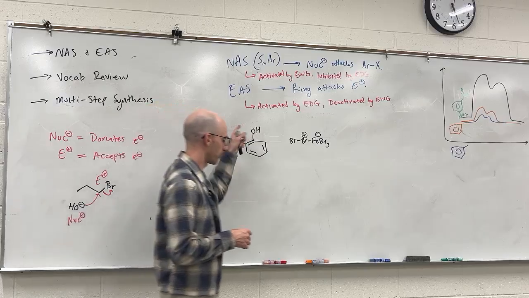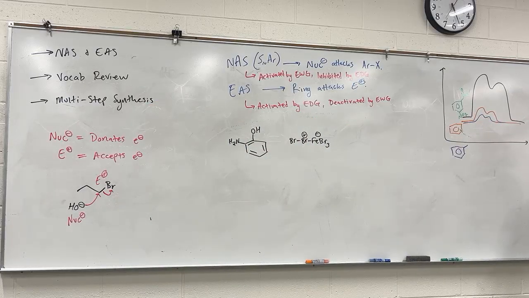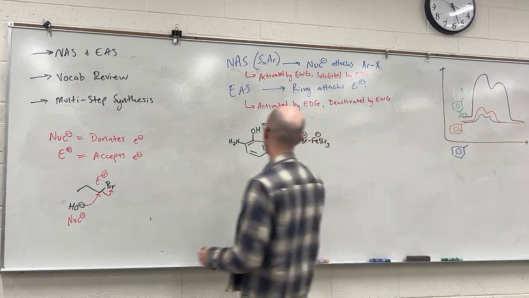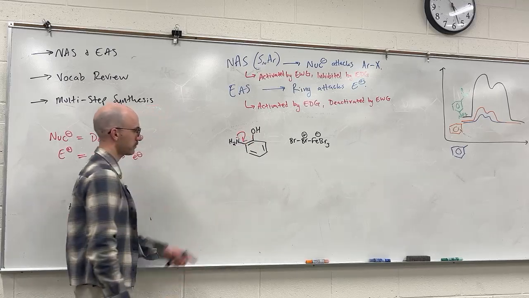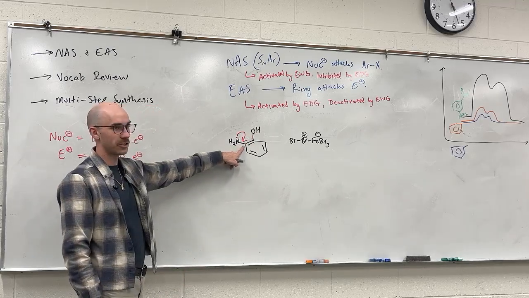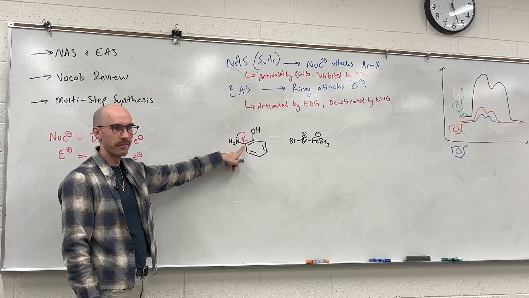Which of these two groups donates its electrons better? Yeah, nitrogen shares better because it's less electronegative. It doesn't care for its own electrons quite as much. So let's show what happens when nitrogen shares its electrons. It's only allowed to share it with this carbon. That carbon just broke its octet. Not great.